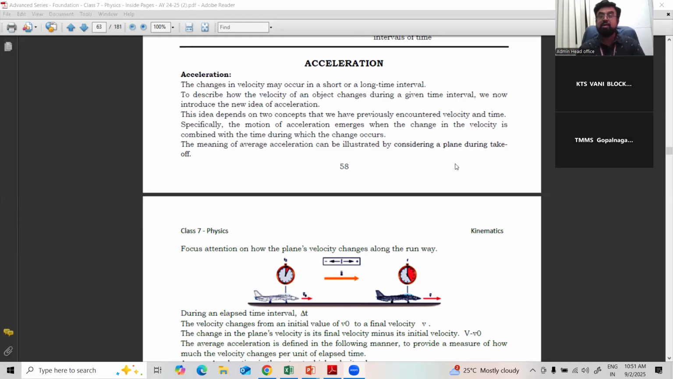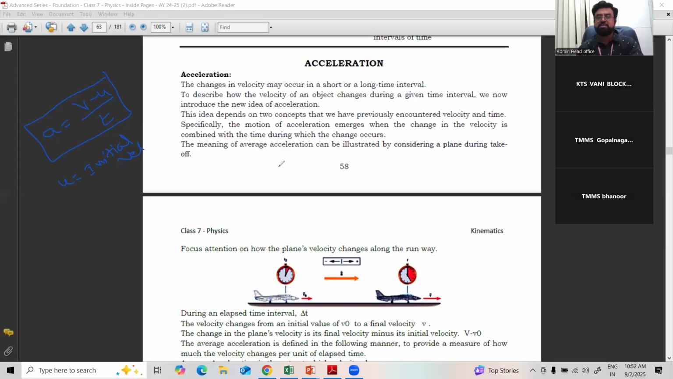Means what is happening here? The speed is changing. There is a change of velocity, change of speed. That is called acceleration. So acceleration is nothing but rate of change of velocity. The formula is A is equal to V minus U by T, the mathematical formula for acceleration. Suppose a body starts with U. U is the initial velocity, right?